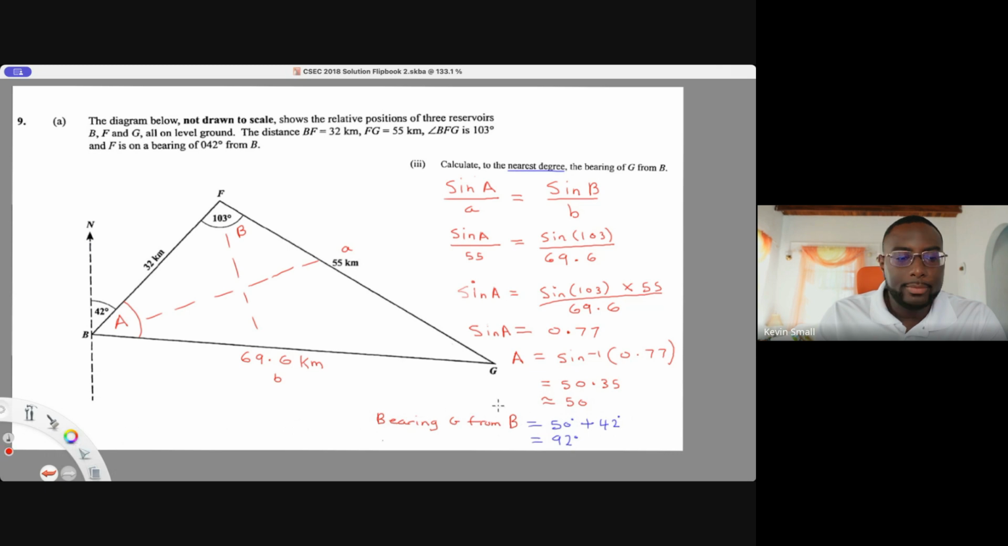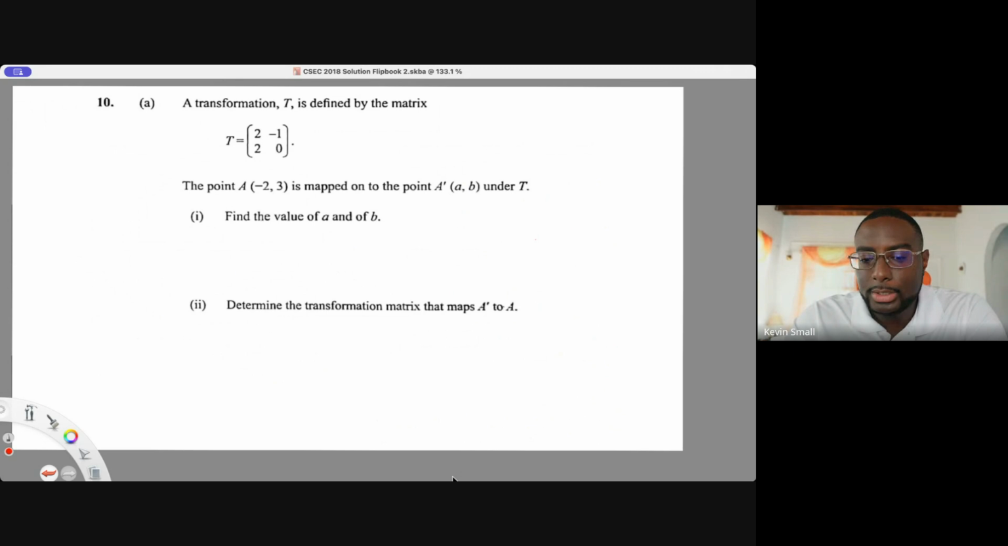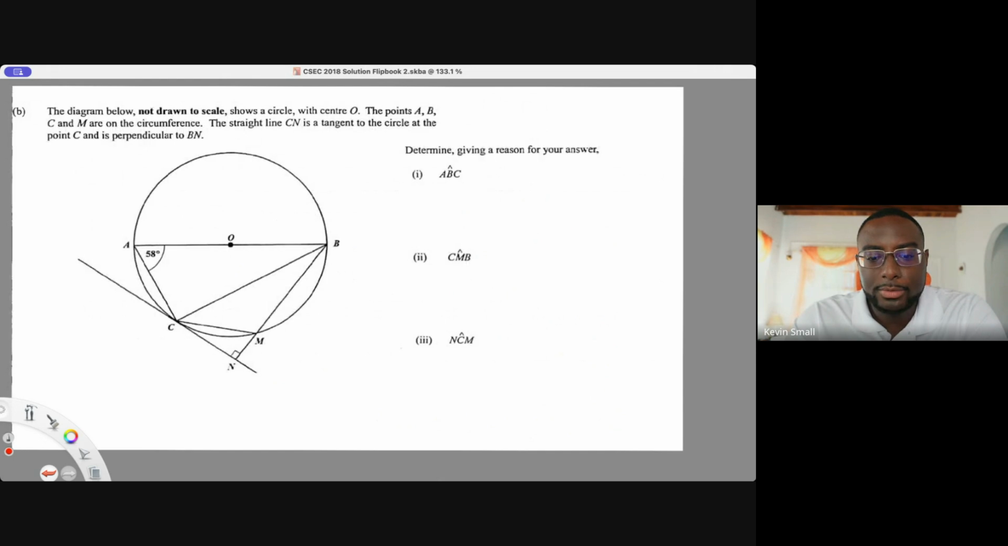It was not a hard bearing question, to be honest. There have been harder ones in the years gone by. It's just application of sine rule and cosine rule. All right, so we're soon wrapping up. Here we have a circle theorem question. Then we have the last matrices question, which is the matrix transformation question.